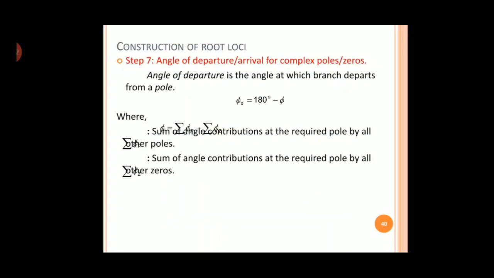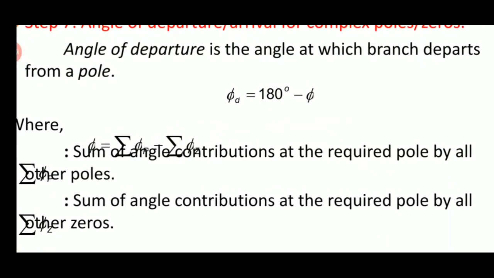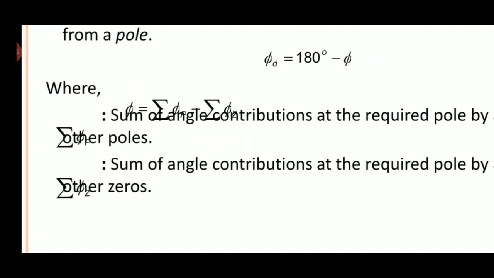Now what is angle of departure? Angle of departure is the angle at which branch departs from a complex pole. Now the formula for that is phi d. It is phi suffix d is equal to 180 degree minus phi. So what is phi? It is not clear in this.